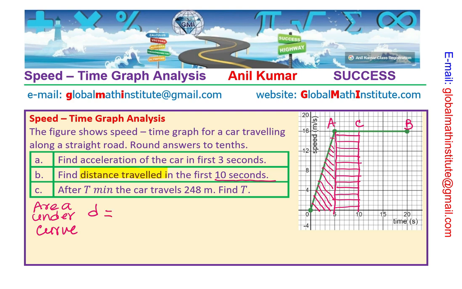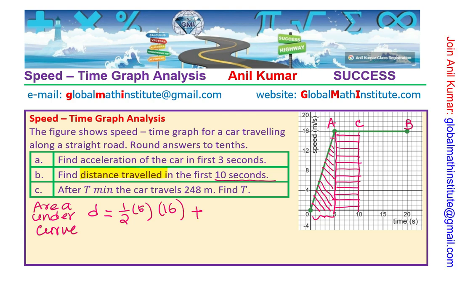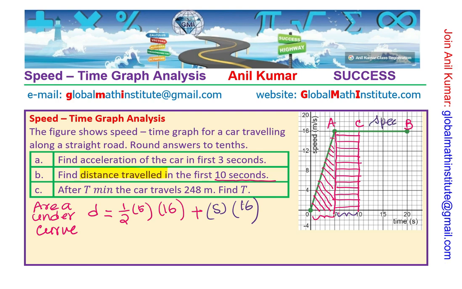So area of the triangle is half base, which is from 0 to 5, times height, which is 16, plus area of rectangle, which is from, let's use another ink, 5 to 10, which is 5 units, times the height, which is 60. You get the whole idea, right? So remember, the velocity or the speed is 16 meters per second here, right?